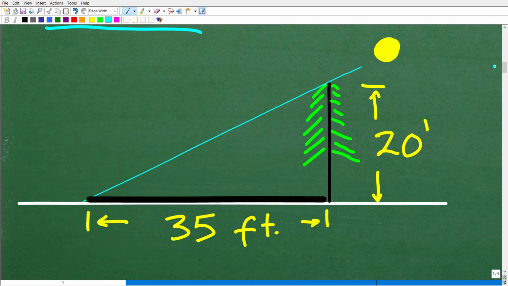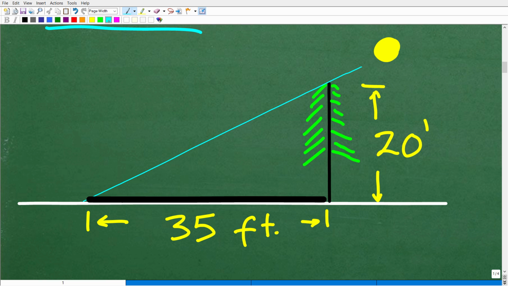So here is the problem. Okay, we have this 20-foot tree and it's casting a 35-foot shadow. Now here is the sun, right? So the sun is kind of up here and its rays are kind of casting down like so. And of course it's creating this shadow.